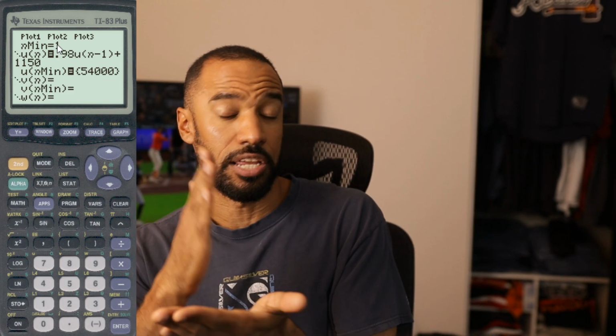Now I went to equation stuff. So here's what I did. You do the y equals. Your n min is like, this is for your domain. So you want to start at n equals 1 for sequences. We generally want to do that anyway.